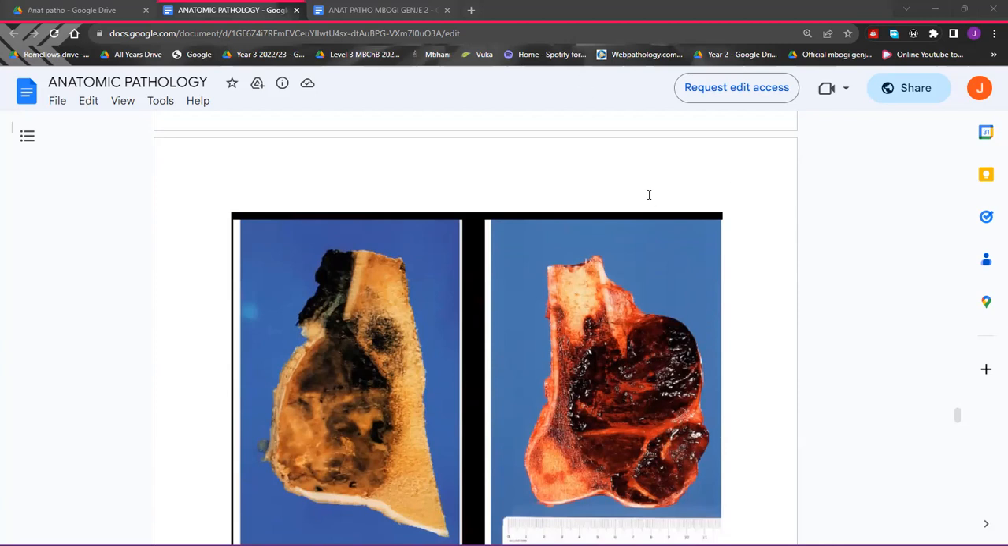Yes, the hemorrhagic areas evidenced by the reddish appearance. How about the black? Yeah, areas of necrosis. On the other side, you can see basically just the reddish and blackish areas. So, what is the most likely diagnosis for this?